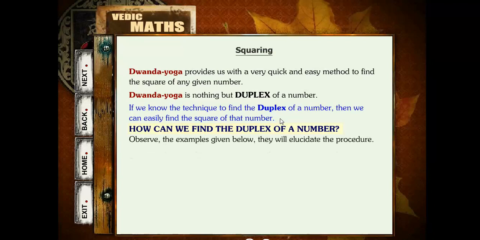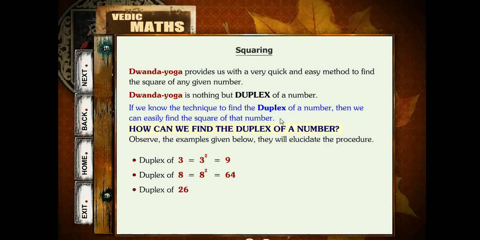Observe the examples given below. They will elucidate the procedure. First example. Duplex of 3 is 3 square, which is equal to 9. Duplex of 8 is equal to 8 square, which is equal to 64.